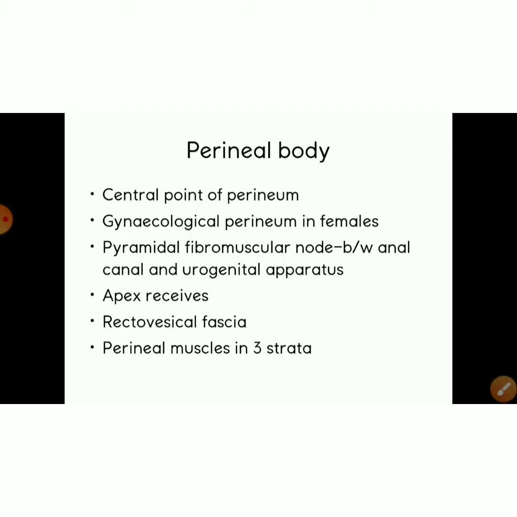Now coming to the perineal body. The perineal body is also called as central point of perineum. It is called as gynecological perineum in females. So it is a pyramidal fibromuscular node, and it intervenes between the anal canal and urogenital apparatus. And its apex receives rectovesical fascia and perineal muscles in 3 strata.